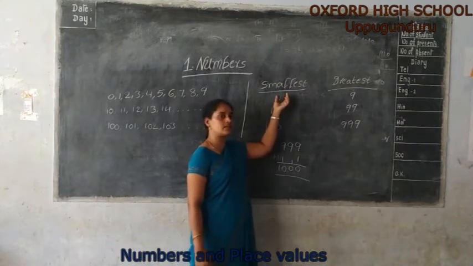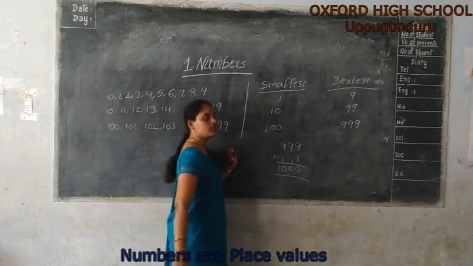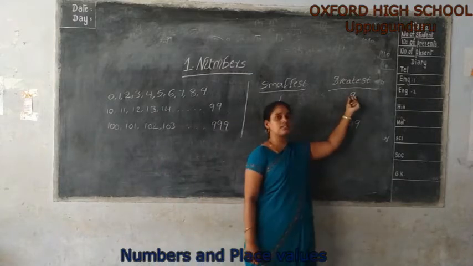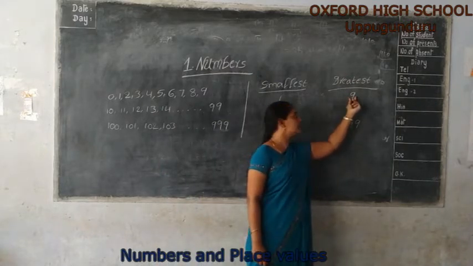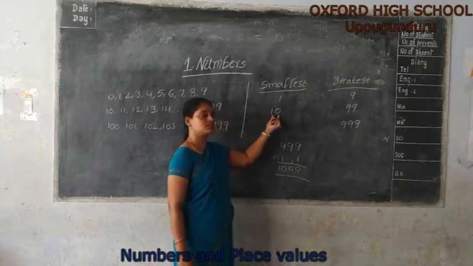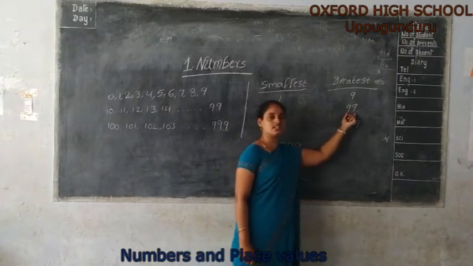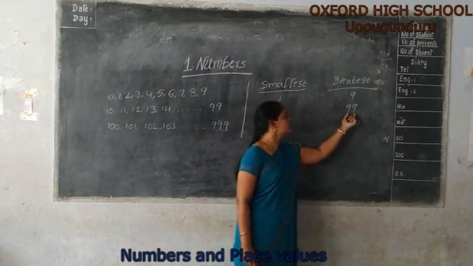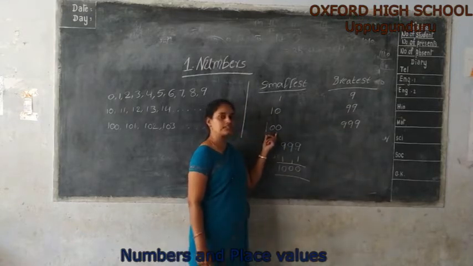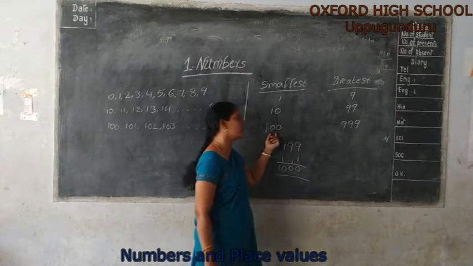Let's see smallest numbers and greatest numbers. Smallest single digit number is 1. Greatest single digit number is 9. Smallest 2 digit number is 10. Greatest 2 digit number is 99. Next, smallest 3 digit number is 100.